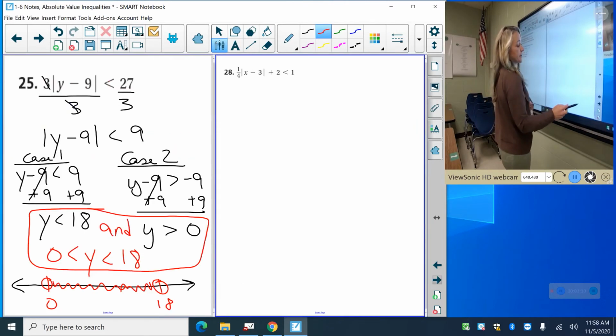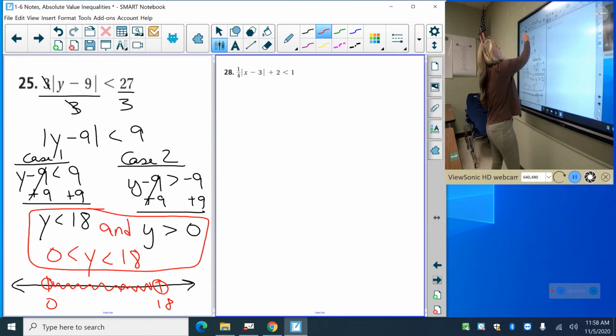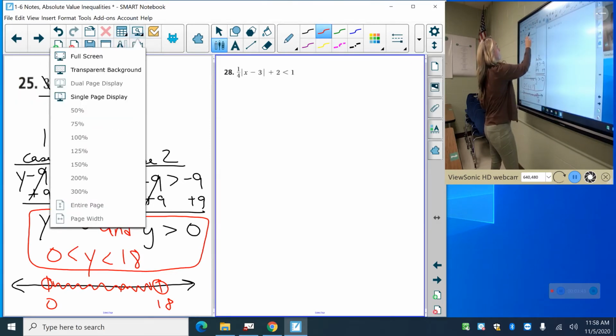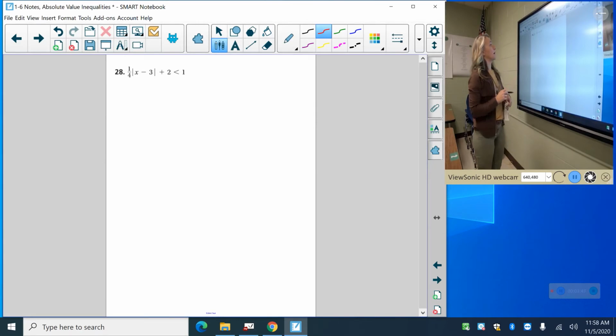All right, let's do another example. I'm going to go full screen this time. Okay, so first thing I have to do, if you remember back to your steps, and if I were you, I'd write down those steps. Step 1 is isolate the absolute value.